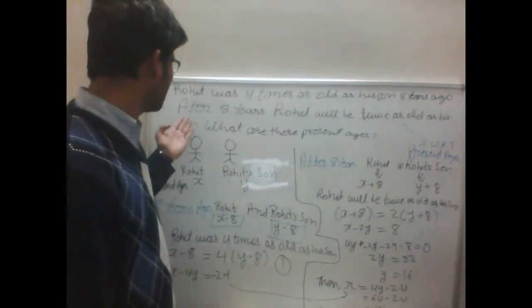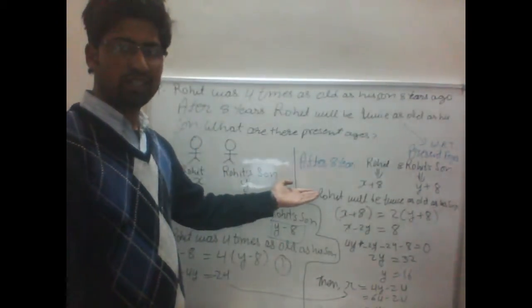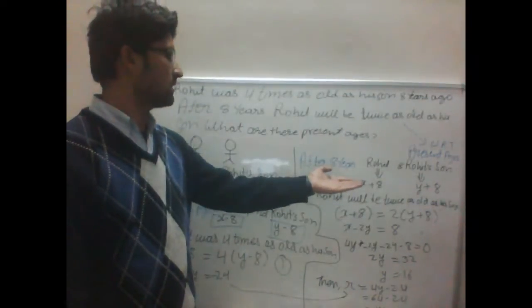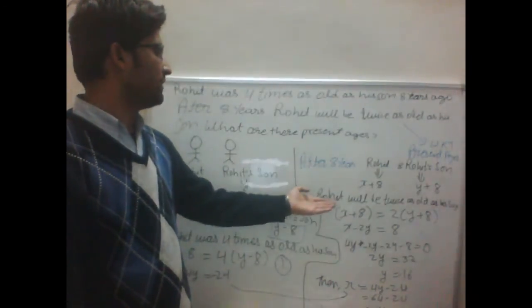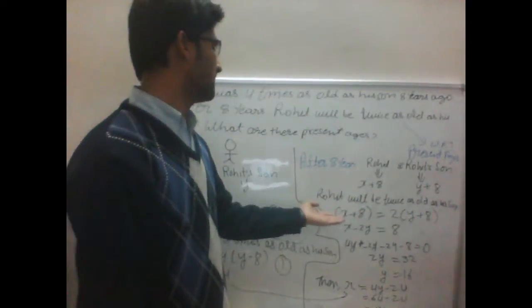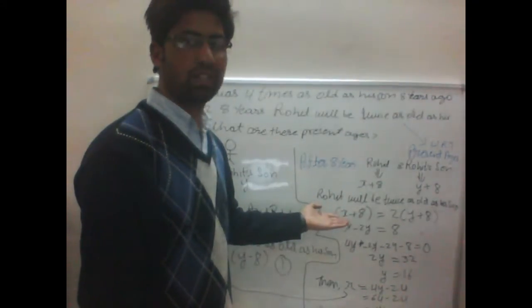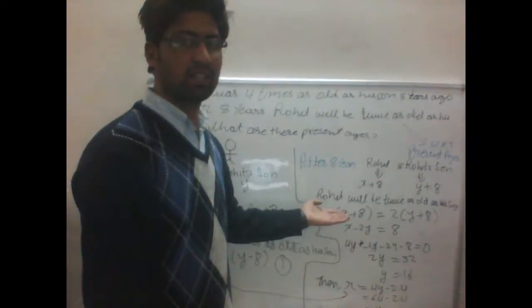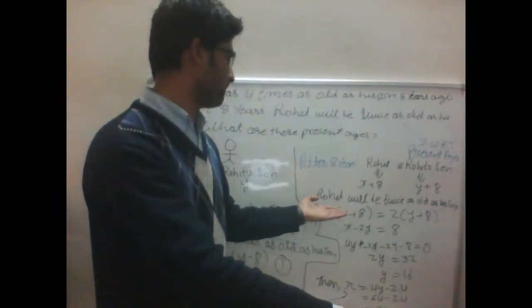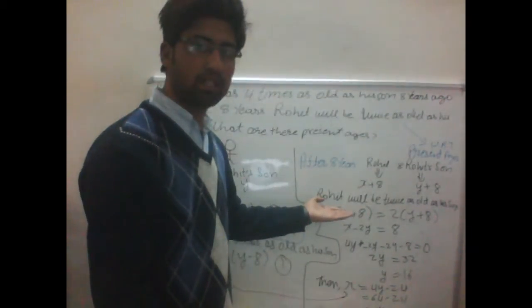Fine, now let's move towards the next line. After 8 years, what will be Rohit's age? X plus 8. What will be Rohit's son's age? Y plus 8. What is the relation saying? Rohit will be twice as old as his son. Rohit, what's your age in this time zone? Where are they standing right now? They are standing 8 years later from the present time frame. So Rohit says I am X plus 8. What is the relation between the ages?